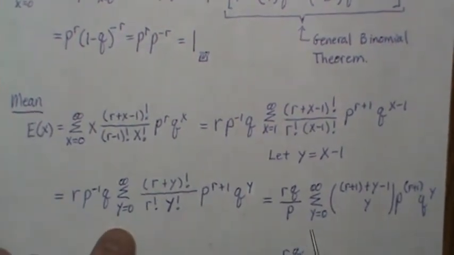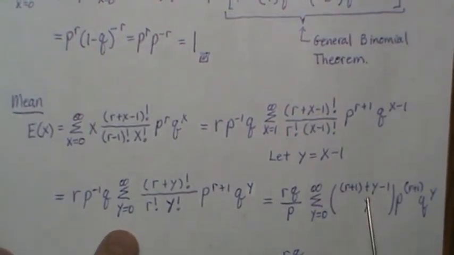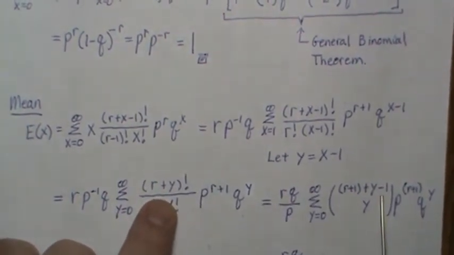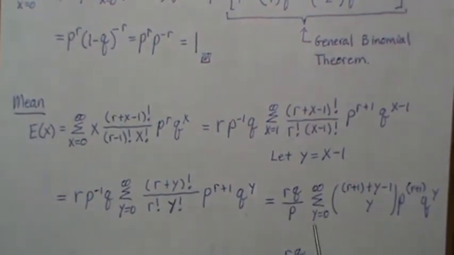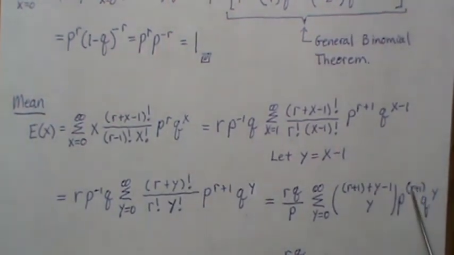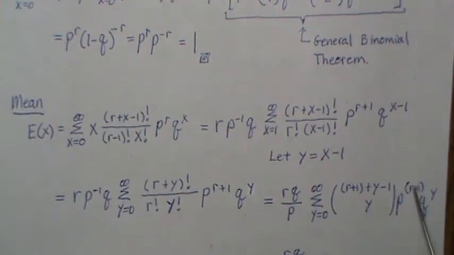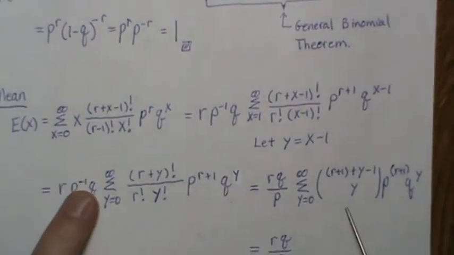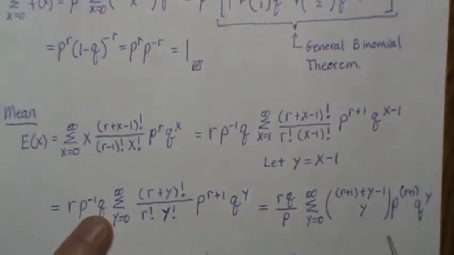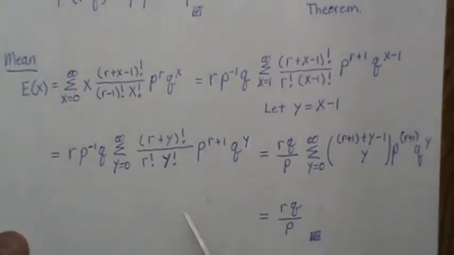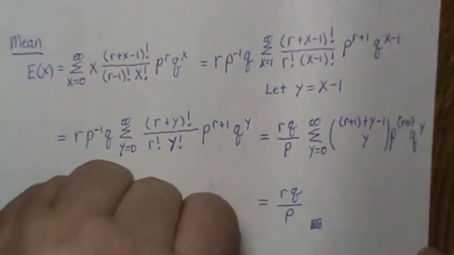The reason we do that is that here we add 1 and subtract 1, and then this piece right here looks like a negative binomial distribution. Instead of R, it's R plus 1. So we could change that to R star, or R prime, and then it looks exactly like this. We know that it is a probability mass function, so this sums to 1, and we're left with R times Q divided by P. And that's the mean of a negative binomial distribution.